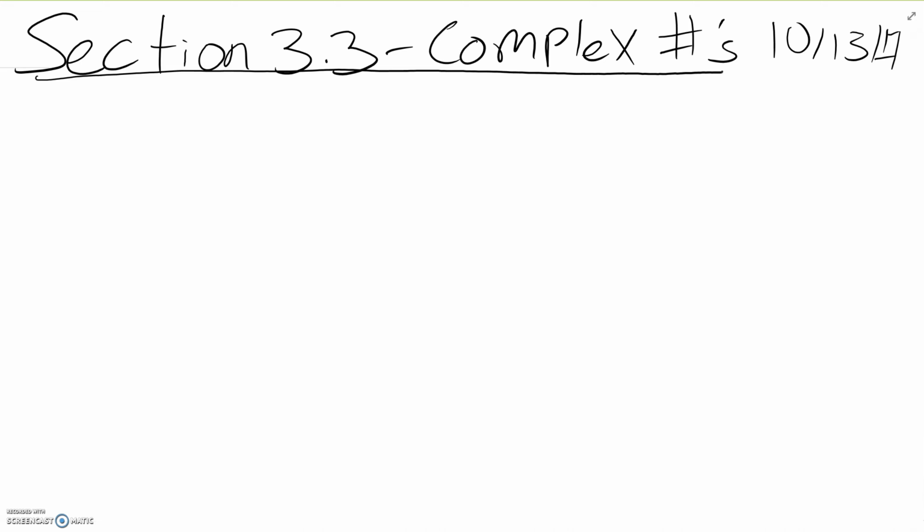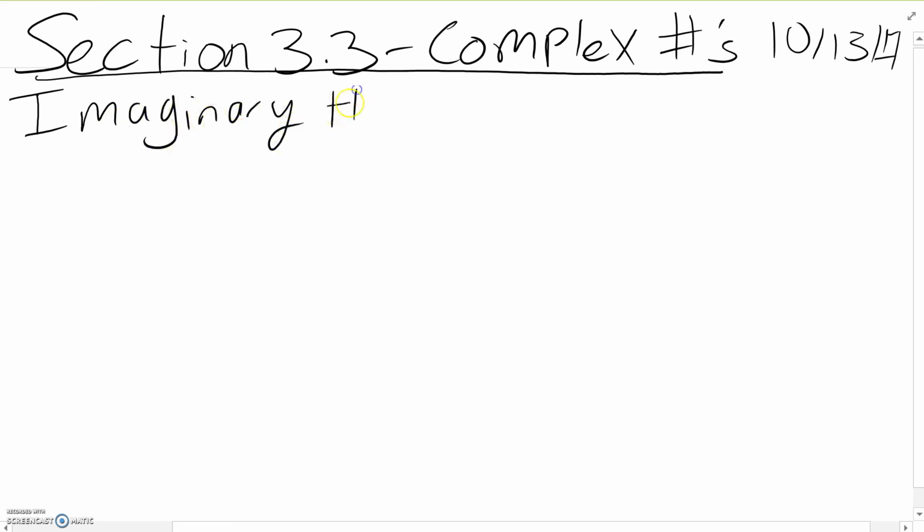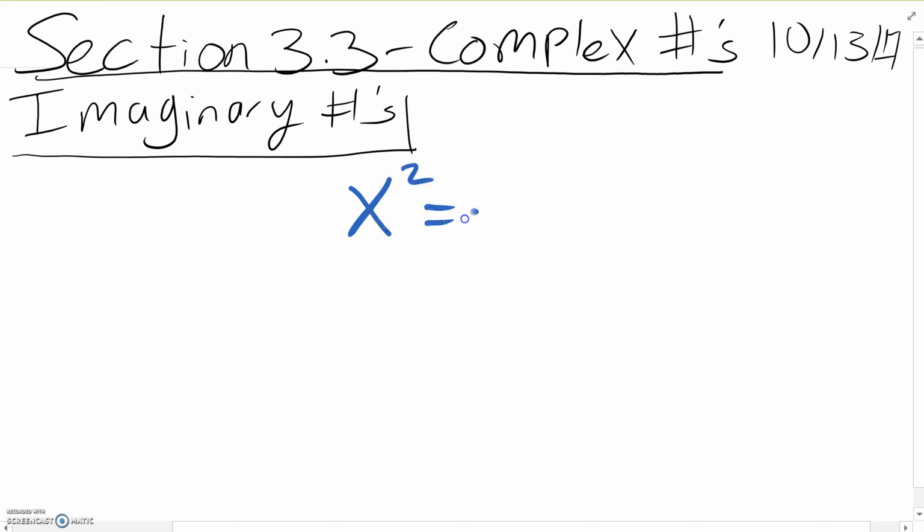So first, we can't really talk about complex numbers yet because we need to talk about imaginary numbers first. A lot of people say that complex numbers and imaginary numbers are the same thing, but there's a little caveat to that. It's not actually true. First off, imaginary numbers came from this problem, x squared equals -1, and mathematicians would run up against this, and there's no real number solution, and that's kind of the whole point.